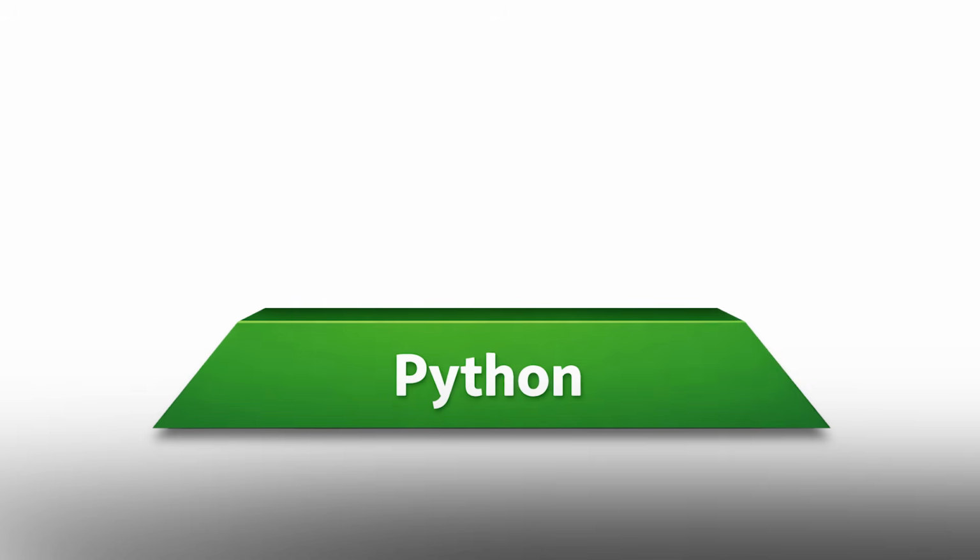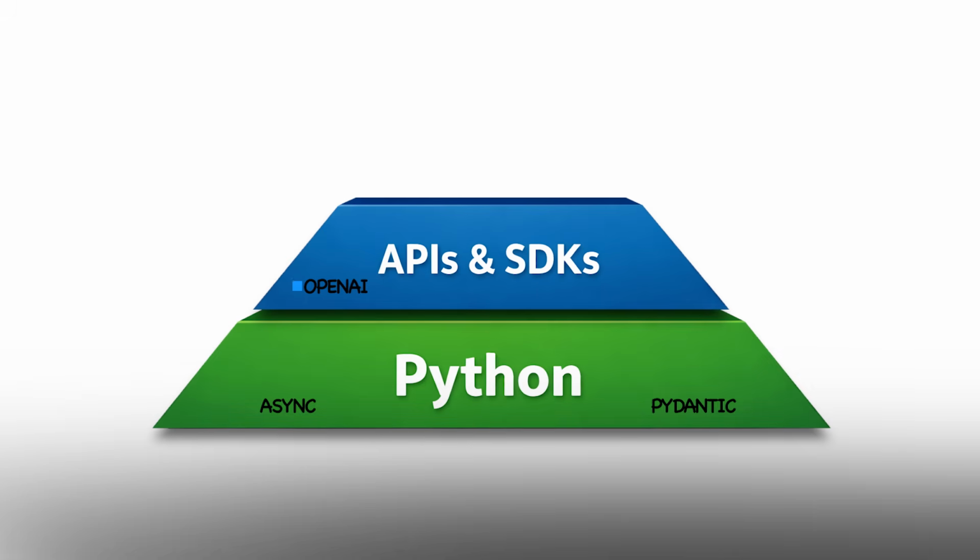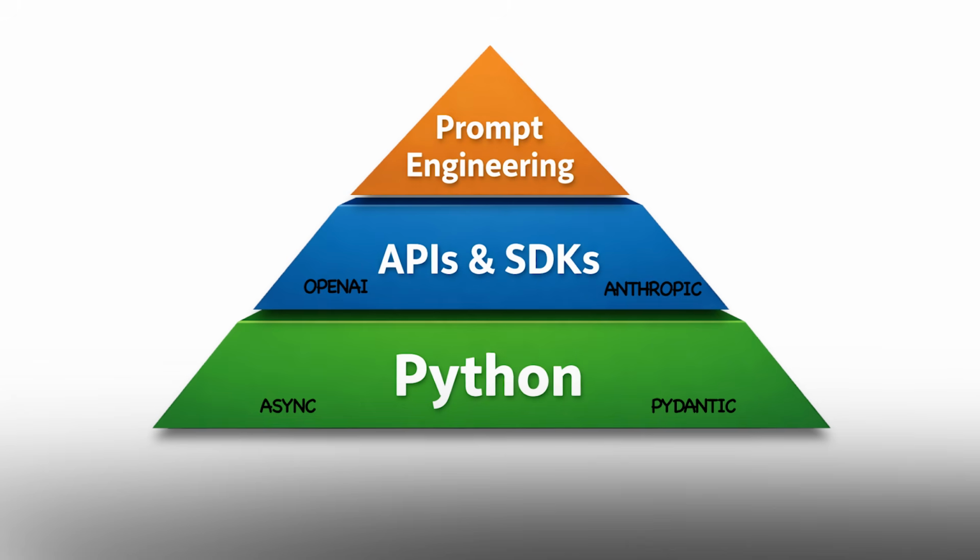If you come from a Java or C# background, you do need to learn Python, specifically asynchronous programming and typing with libraries like Pydantic. You need to master the SDKs for OpenAI and Anthropic, and no, prompt engineering isn't just writing good sentences, it's about system prompts, few shot prompting, and forcing the model to return a response so your code doesn't break.